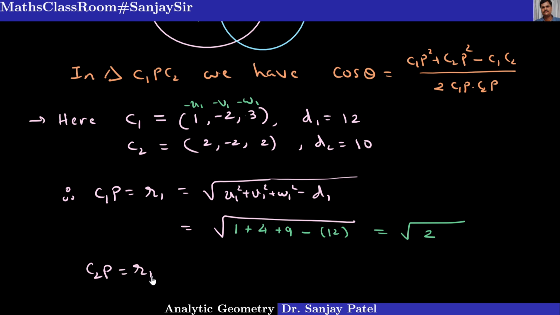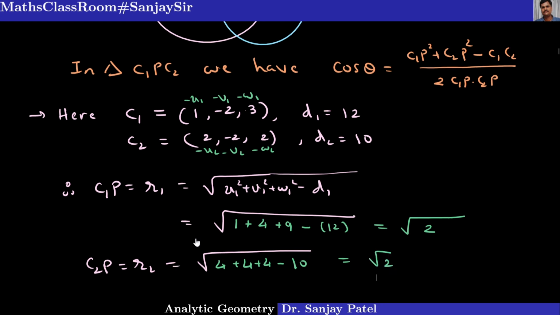And similarly, C2P, that is the radius of the second sphere R2, is square root of u2 square plus v2 square plus w2 square minus d2, where this is minus u2, this is minus v2, and this is minus w2. So what I will get here is 4 plus 4 plus 4 minus 10. So 12 minus 10 is again root 2. So C2P, the second radius, is also root 2. The radii of both the spheres are the same.